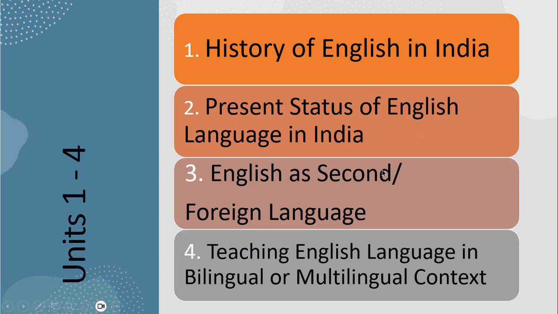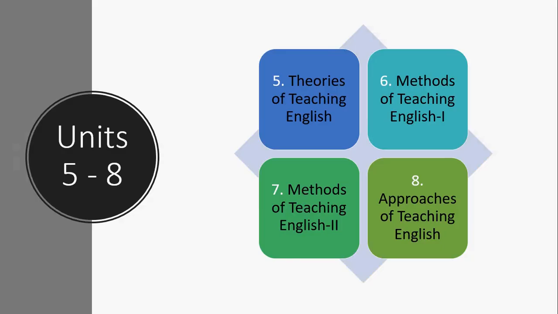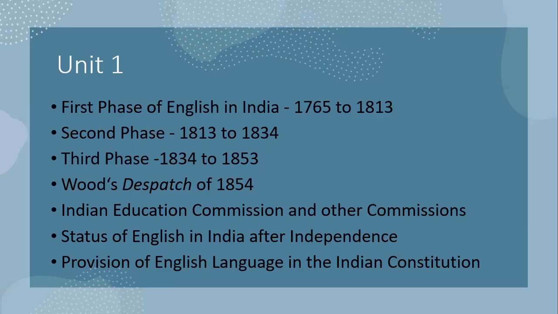In Unit 3, we talked about teaching of English as a second language and as a foreign language. And in Unit 4, we talked about teaching the English language in bilingual or multilingual contexts. In today's class, we are going to talk about 4 units, Unit 5 to 8. The unit titles are there on your screens to see. Theories of teaching English. Then we'll have 2 units covering methods of teaching English. And in one unit, the last unit for today, we will look at the approaches of teaching English.